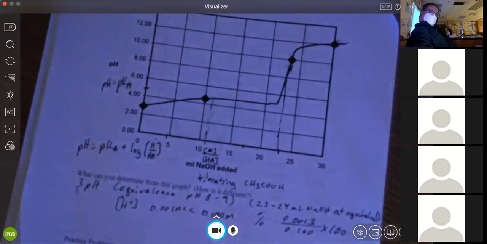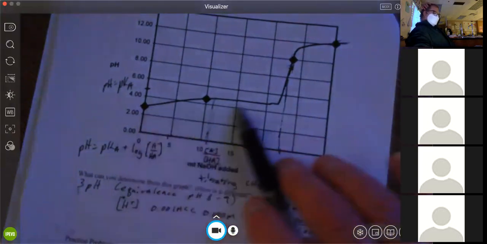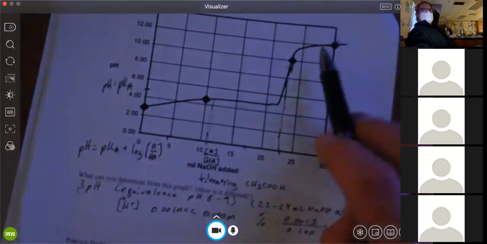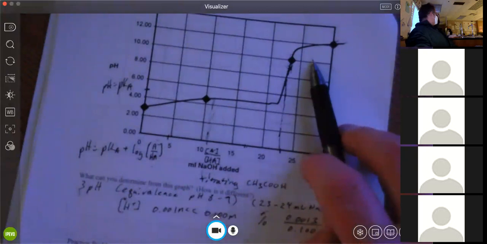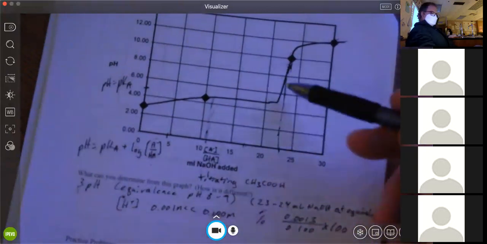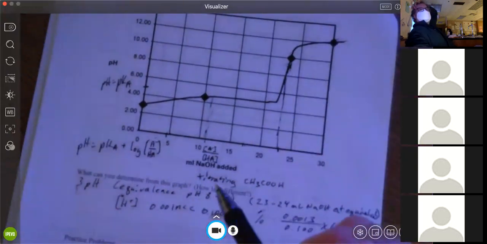Questions there? So basically for tomorrow's lab, you need a nice graph. Like again, don't just stop at the point of equivalence. Keep going so that we can see this curve up here in the plateau.